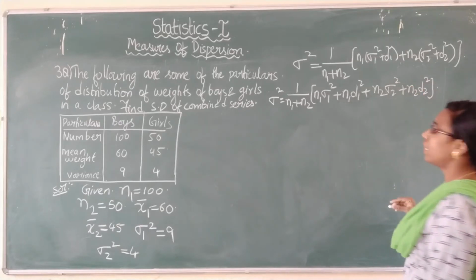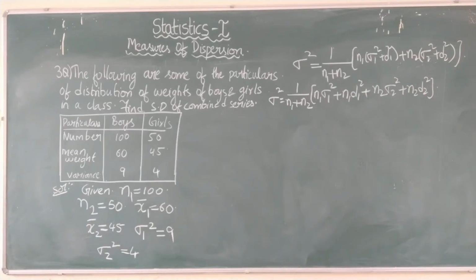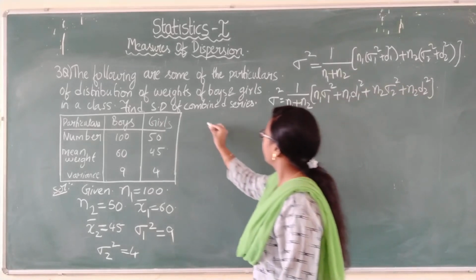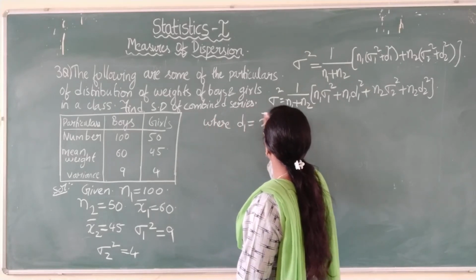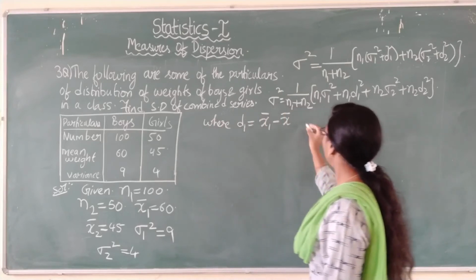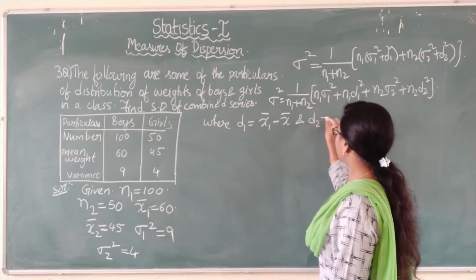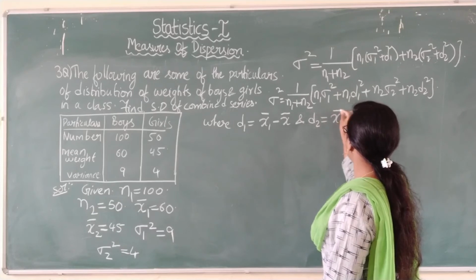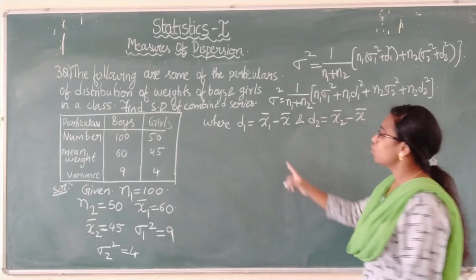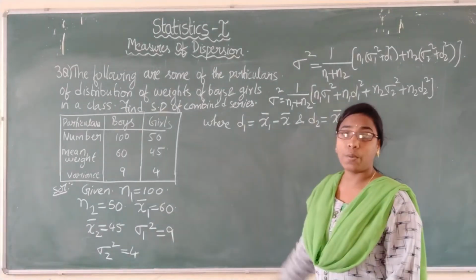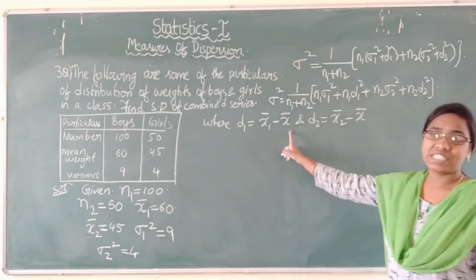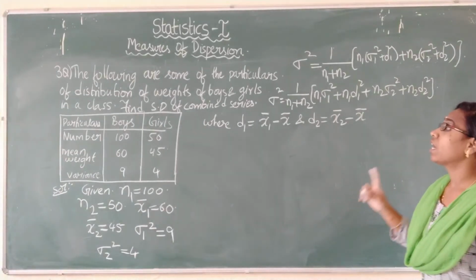So what are d1 and d2 values? d1 is equals to x1 bar minus x bar, where d1 equals x1 bar minus x bar and d2 equals x2 bar minus x bar. So we know x1 bar and x2 bar are the means of the weights given in the question. But what is x bar? X bar is the combined mean.